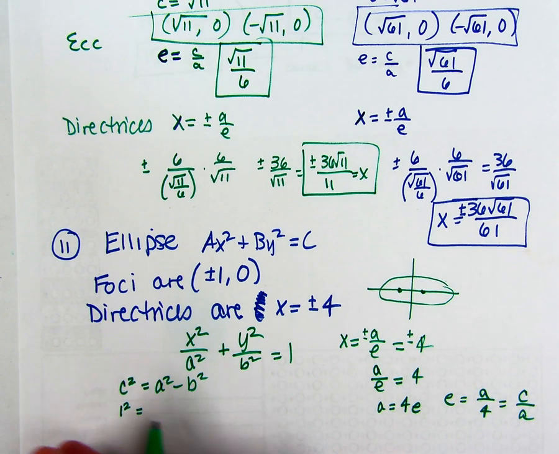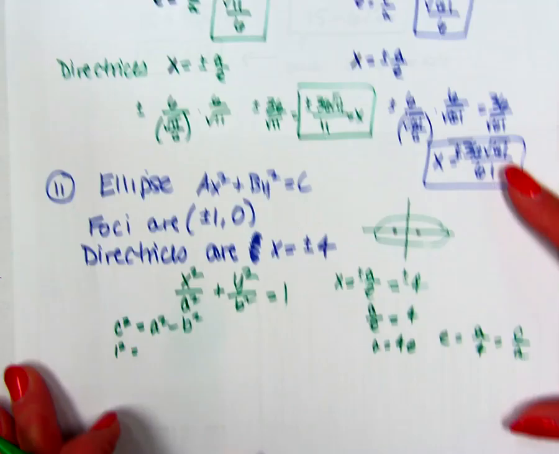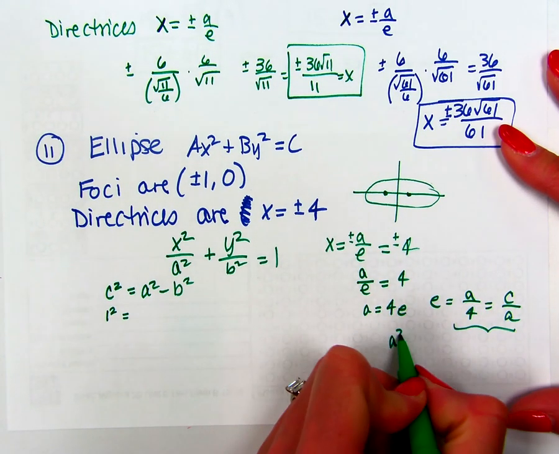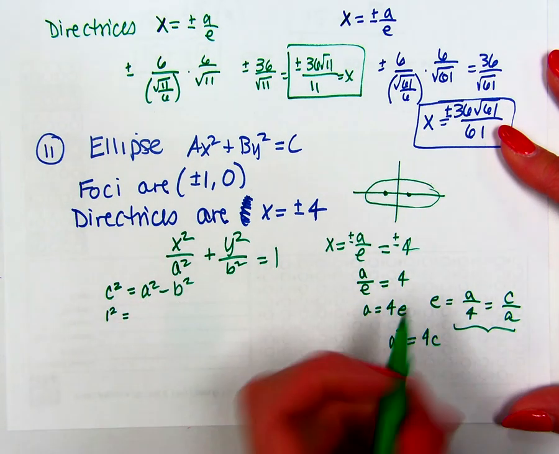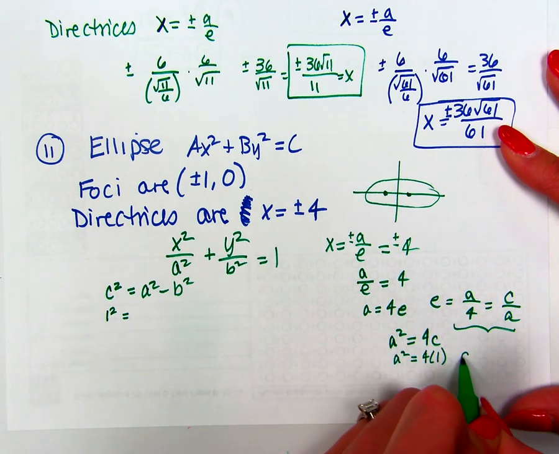So 1 squared equals... oh, I can solve this now. So let's do that. If I solve this now, this one, all right, a squared equals 4c, right? We know that c, here we go, is equal to 1, so 4 times 1. So a squared is equal to 4, which means that a must be 2.